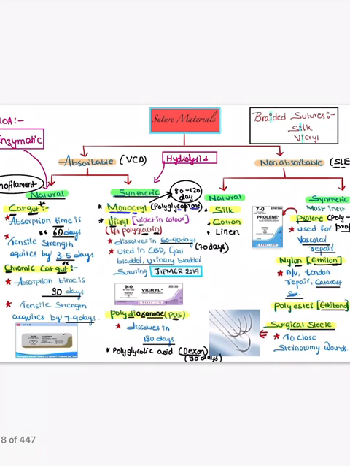Now coming on to the classification, absorbable and non-absorbable. Naturally we already did catgut and chromic catgut. Synthetic we had 4 things: V, C, D. So C is already done.